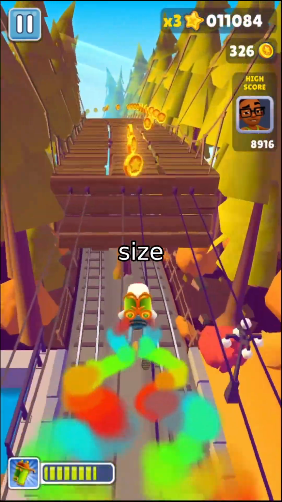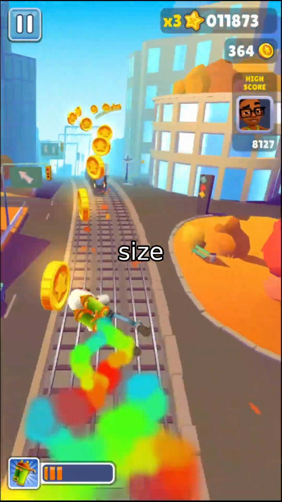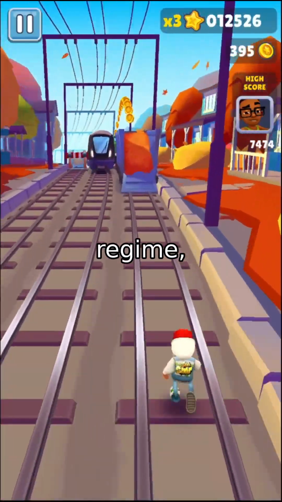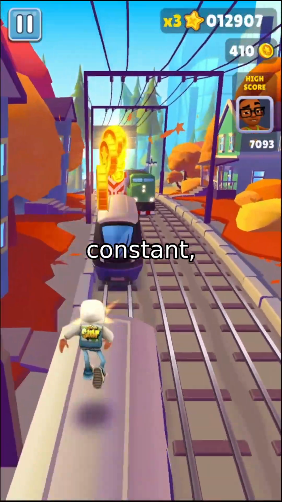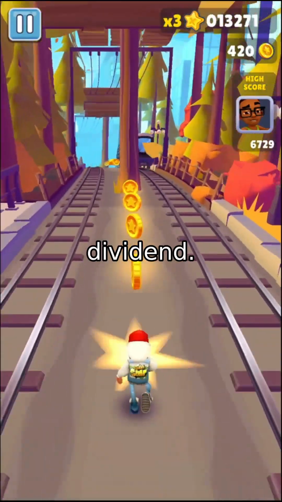For a population of size n and dimension d, the wall clock cost per oscillation cycle scales with a batch size divided by the number of GPU cores. In the GPU-saturated regime, where n times d is less than the core count, the wall clock time becomes effectively constant, independent of both population size and dimension. This is the GPU dividend.